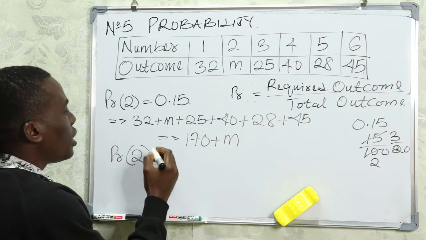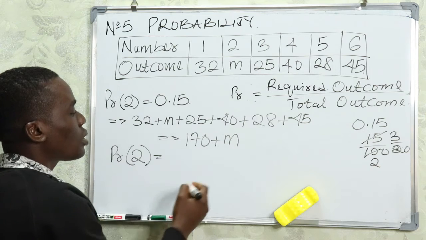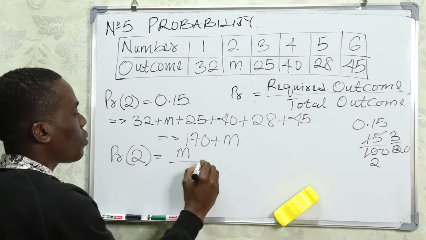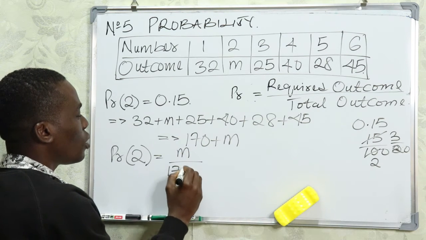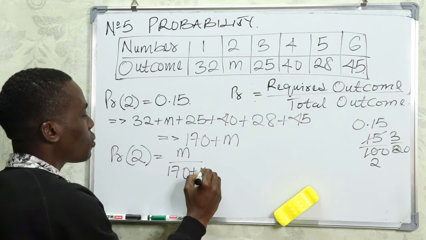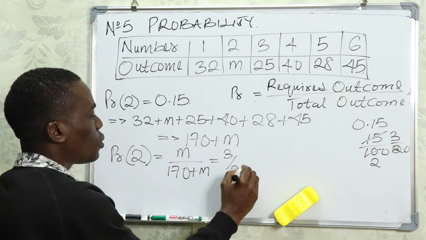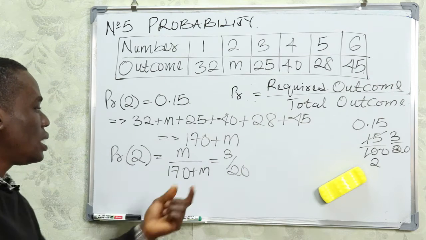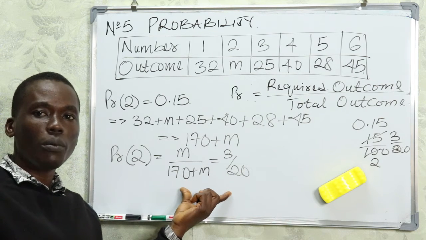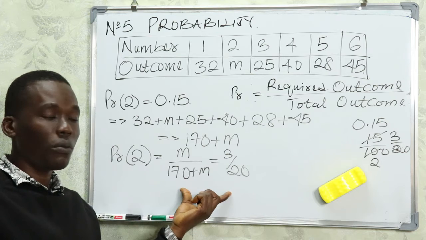Good. So that will be required outcome over the total outcome, and the required outcome is equal to m. The total outcome is what? 170 plus m, and they say it is equal to 3 over 20. So with this equation now, we can find the value of m.